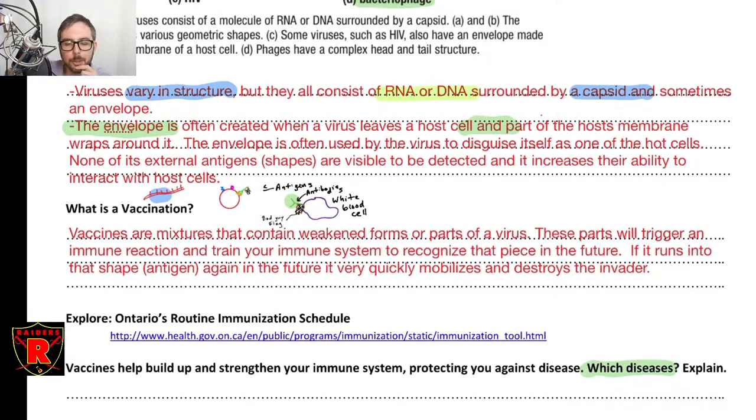So I want to talk a little bit now about the basics of how the immune system functions and how a vaccine works.